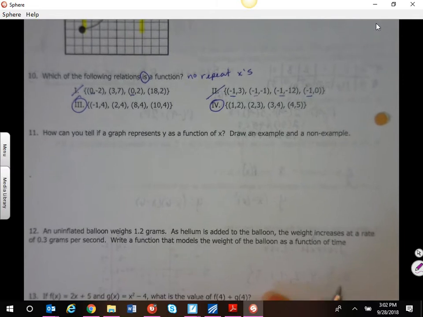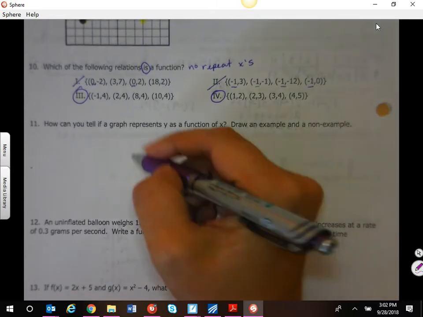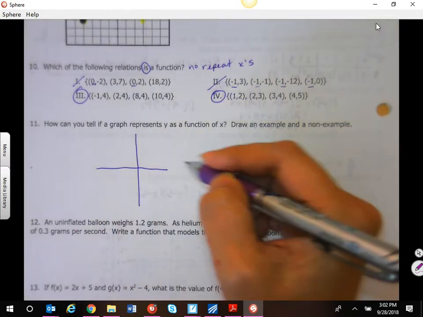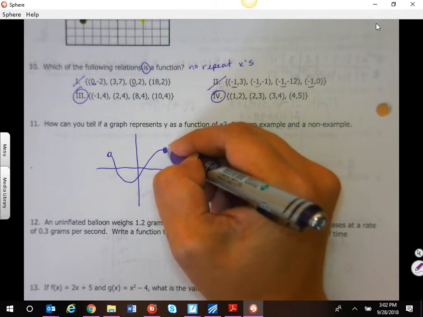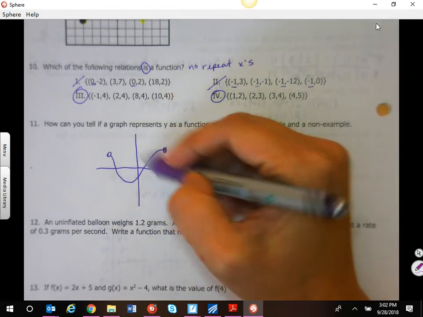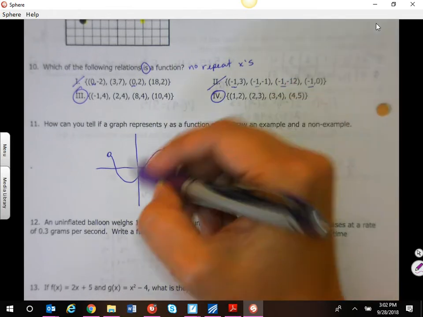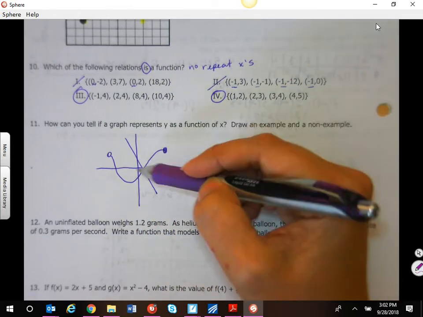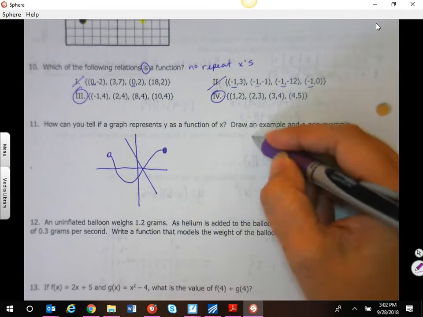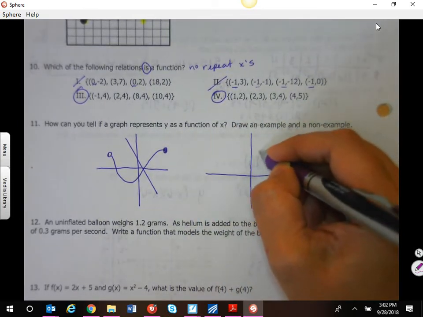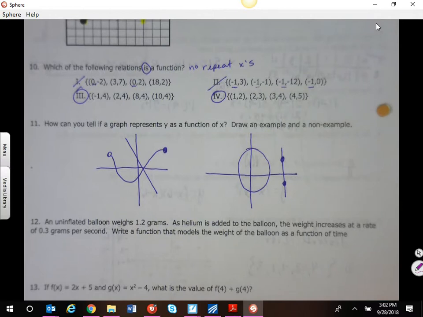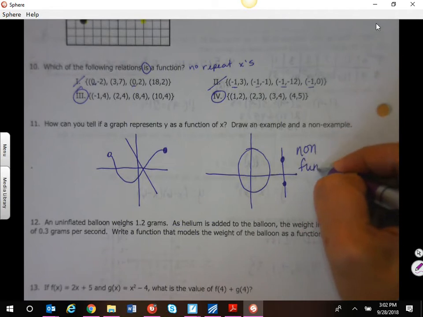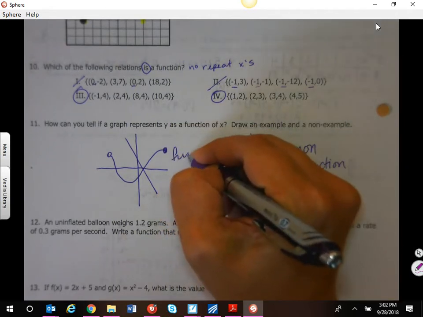How can you tell if a graph represents y as a function of x? I just want you to be able to identify graphs that are functions. So maybe that's a function. Maybe it's going to be a line. Know that a function on a graph is going to pass the vertical line test, whereas a non-function could be maybe a circle, could be a vertical line, or two coordinates that are in a vertical line. So this is a non-function. Just make sure you can identify functions and non-functions in graphs.